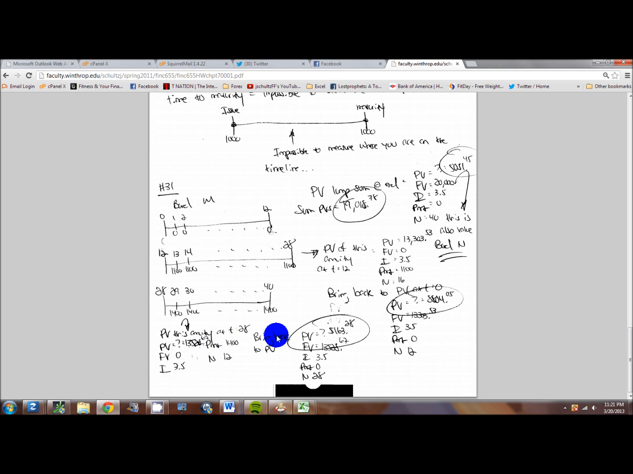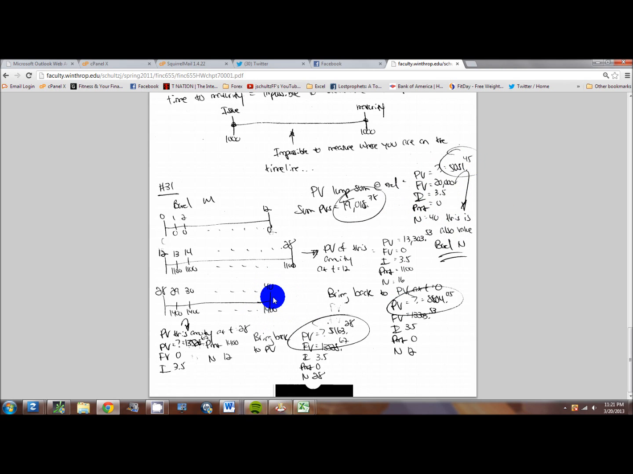So once you find this guy, again, you've got to bring it back to the present value. So since you are at period 28, you've got to bring it back 28 periods. Payment 0, you've already accounted for them. I is still 3.5. Your future value is what your present value was here, and then the present value becomes 5163.28.